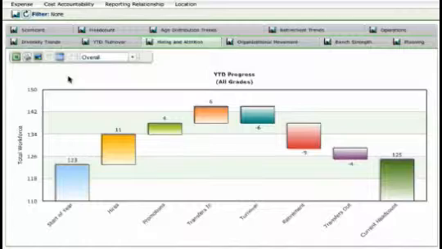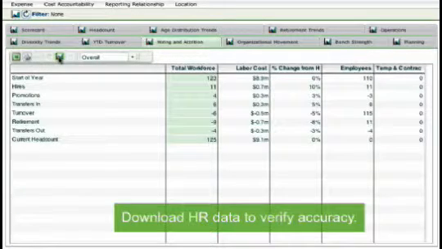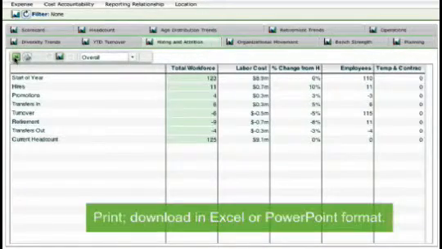Now, I might also want to look at that in terms of a data grid. In my data grid, I can look at the same information, and I can also download and see who are the people, and I can prove whether this information is correct and really allow people to understand what are the changes in the particular workforce. I could also print it, download in Excel, or do a PowerPoint.